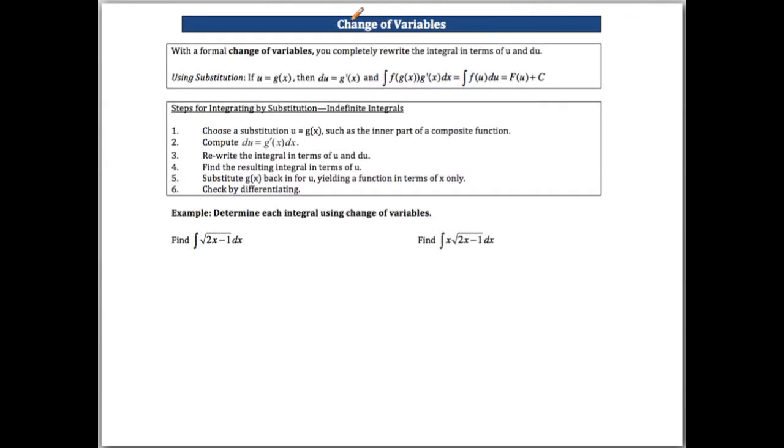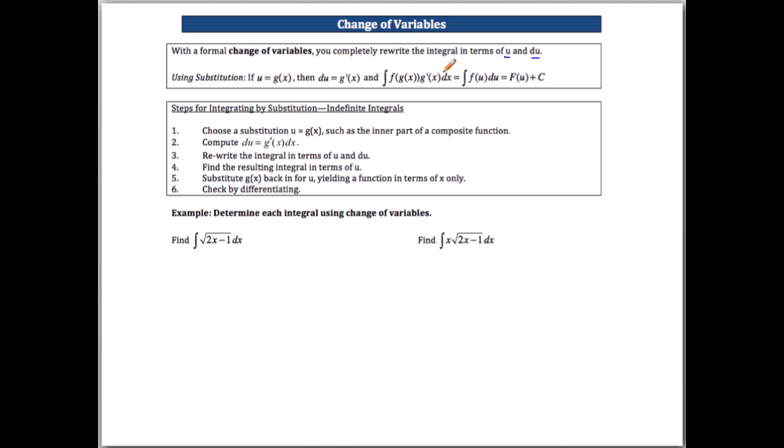Alright, next we're going to talk about a process called change of variables. With a formal change of variables, you completely rewrite the integral in terms of u and du. So it's related to what we've been doing, except now we're going to actually change our variables. Using substitution, if u equals g of x, then du equals g prime of x. So we're just going to be changing g of x into u and g prime of x into du.